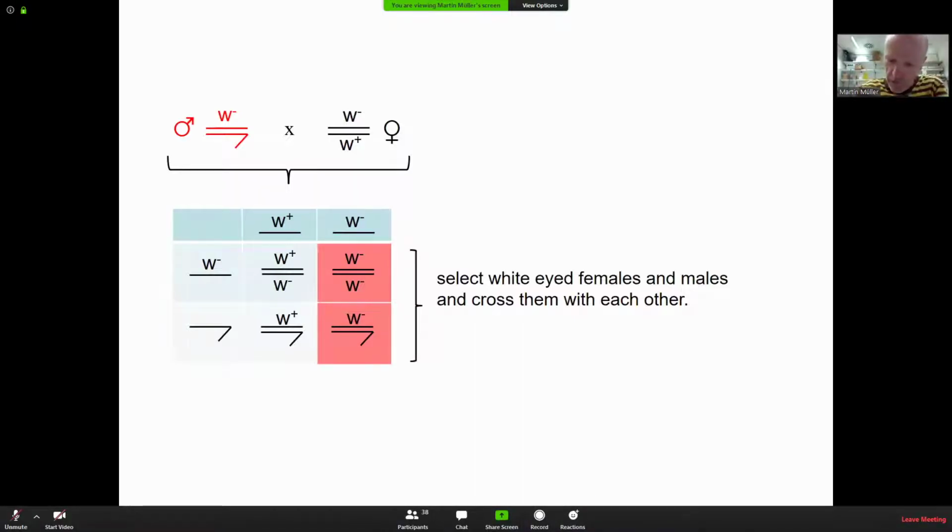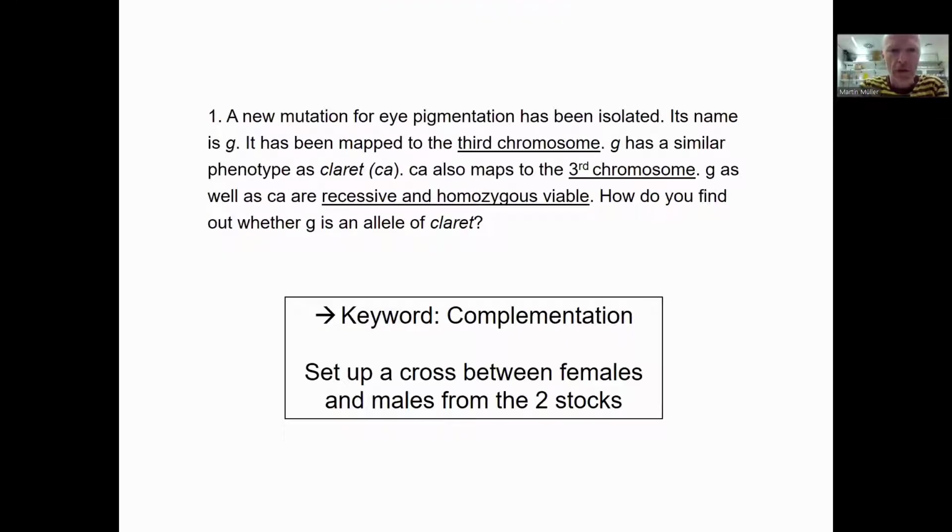So now we start with the first question you had. I just read it to remind you what it was. A new mutation for eye pigmentation has been isolated. Its name is G. It has been mapped to the third chromosome. G has a similar phenotype as Claret, CA. Claret also maps to the third chromosome. G as well as CA are recessive and homozygous viable. How do you find out whether G is an allele of Claret?